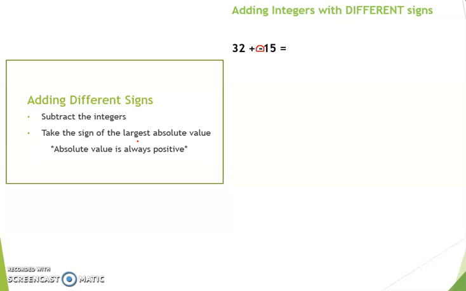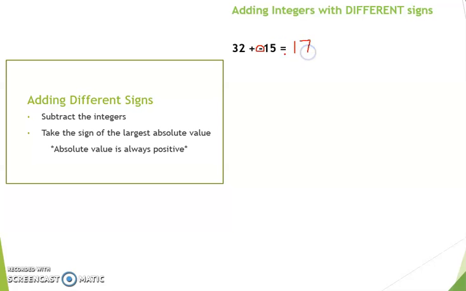Keeping in mind that absolute values are always positive, we're going to take that sign. All right, so we have positive 32 plus negative 15. According to our rules, we're going to subtract. And we know that 32 minus 15 gives us 17.